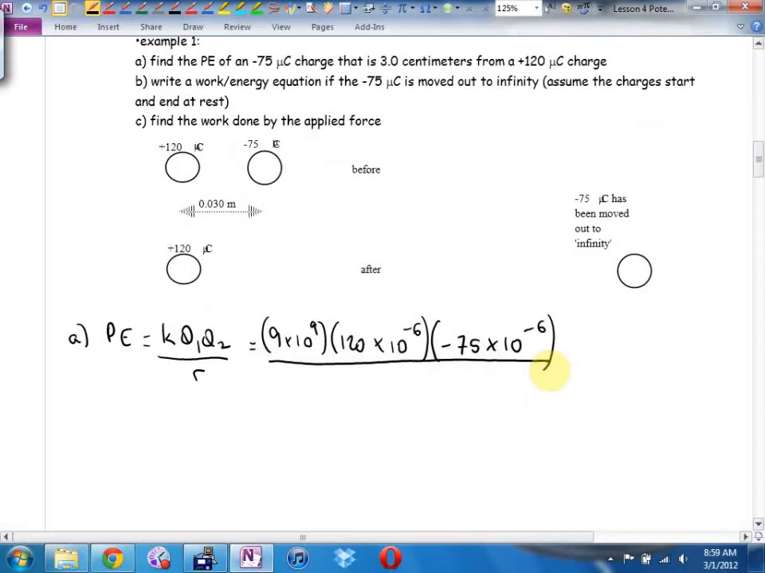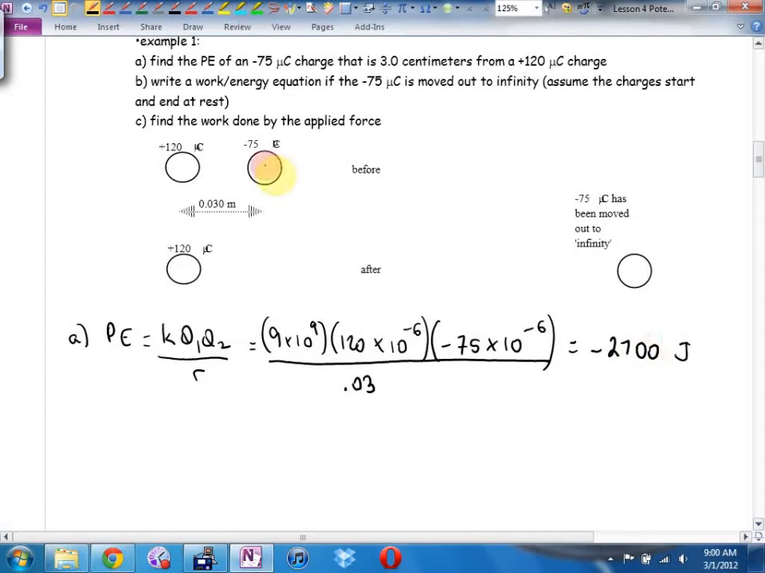Nicole, what's my distance? What's R? Good. How much potential energy does this charge have right now at that location? It's going to be negative. Negative what? 2,700. Anybody else? Units, Zay. Energy. Joules. Yes?